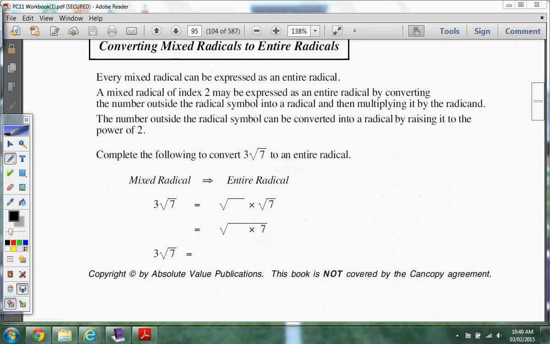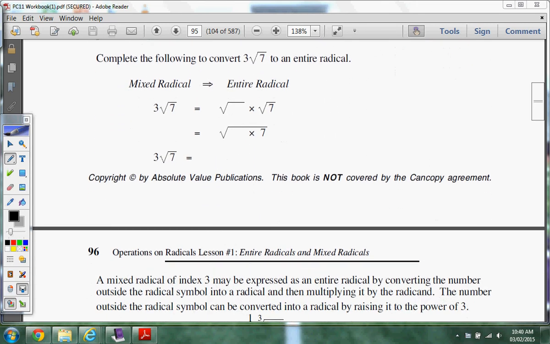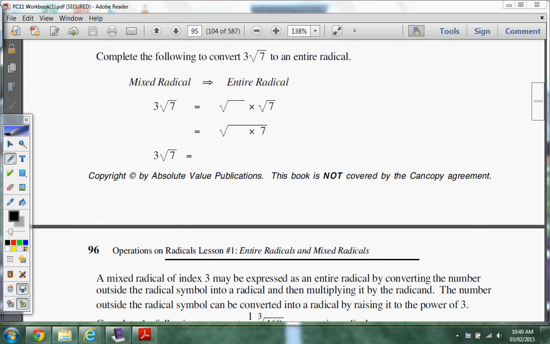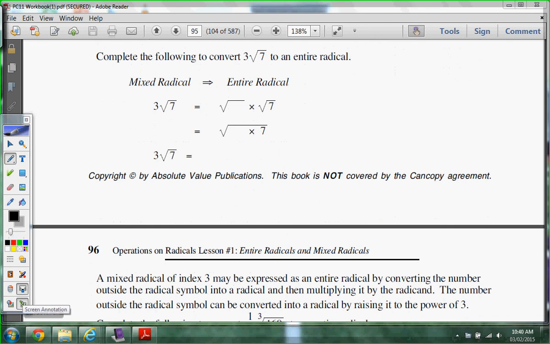Okay, so now we're talking about converting mixed to entire. So it's going the other way. What do you think you would do, Melissa? Because we're going the opposite, what would we do with that 3 to put it inside? Yeah, by what? Not by the 7, not quite. Yeah, we have to square it. Yeah, Jordan? Yeah, times it by itself.